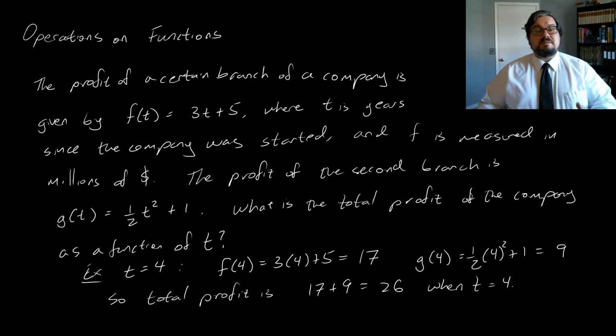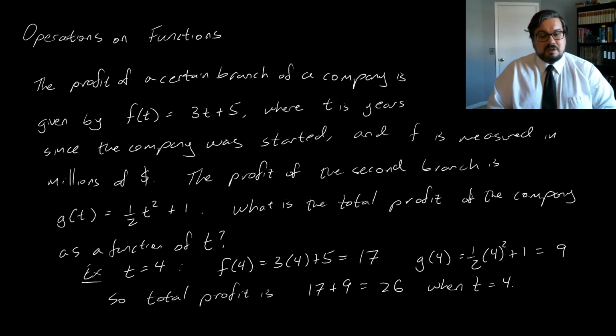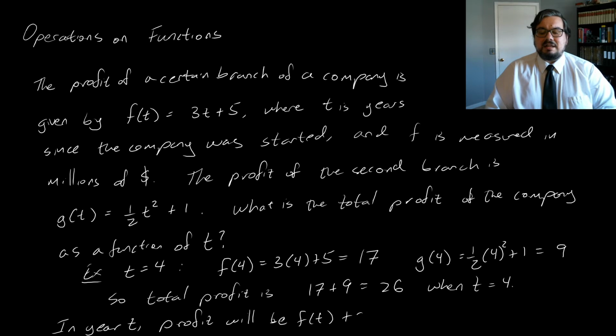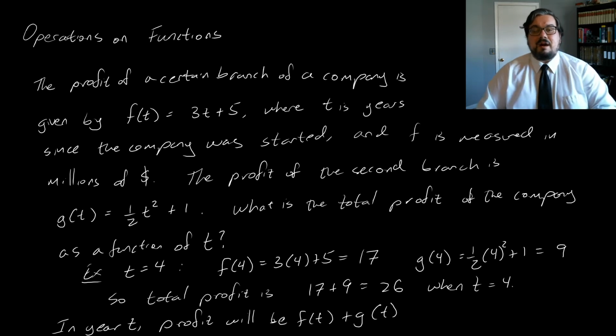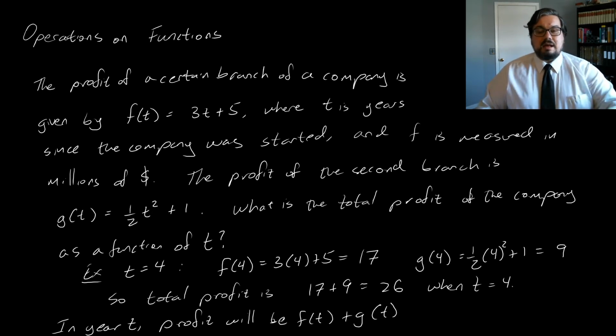Now, of course, there was nothing special about 4 here. We would go through the same process if t were any number. We'd evaluate what the profit is at the first branch and what the profit is at the second branch, and then we would just add those two together. So in year t, the profit will be f of t plus g of t. It'll simply be the sum of the profits of the two branches.